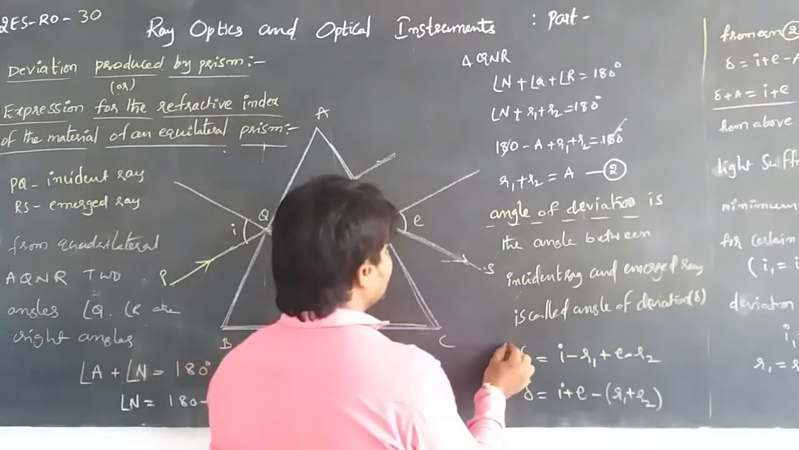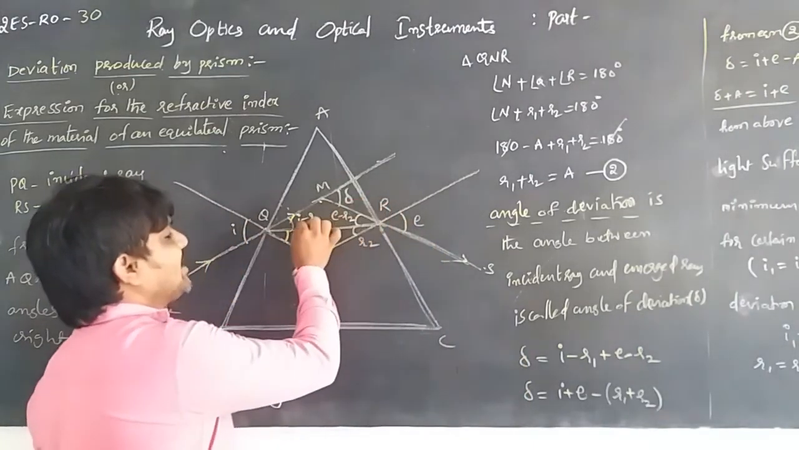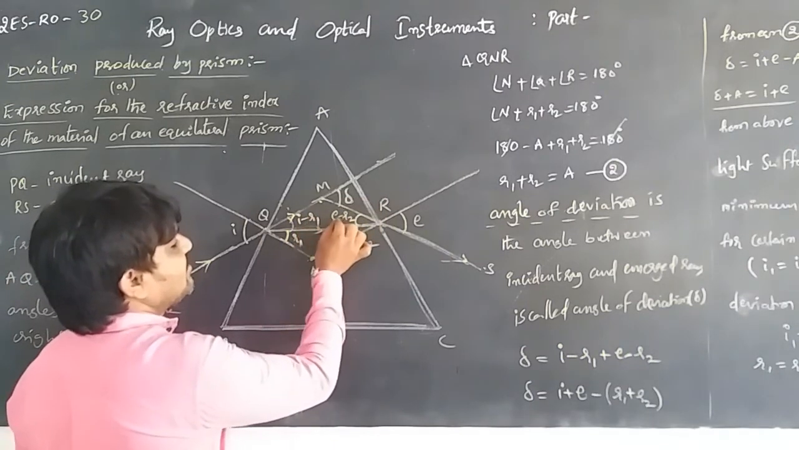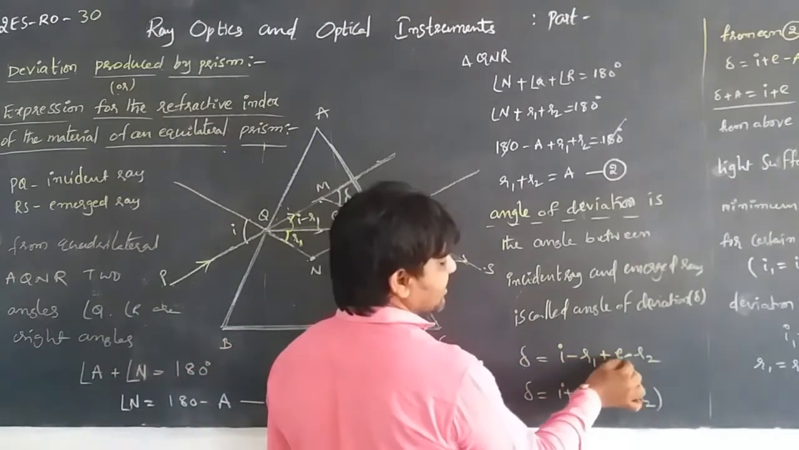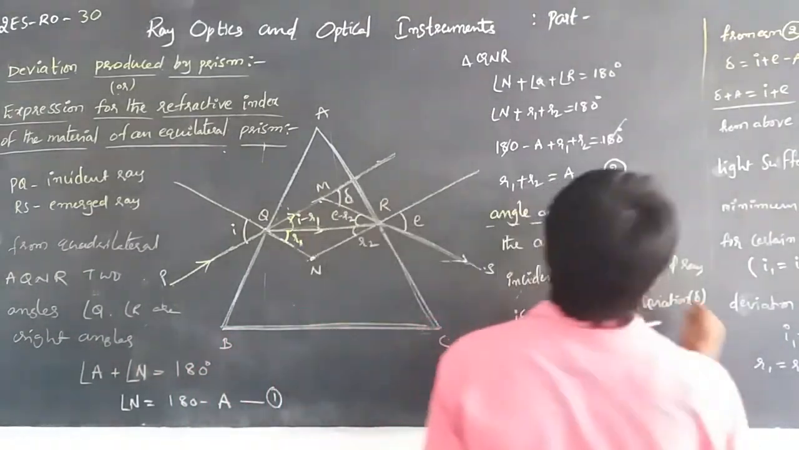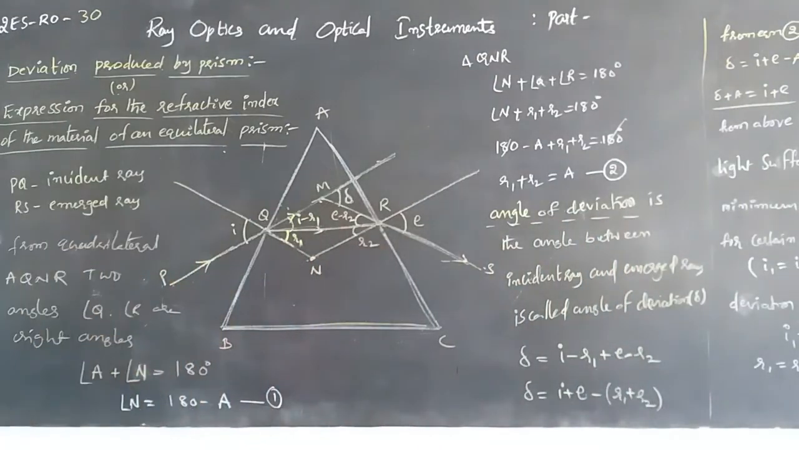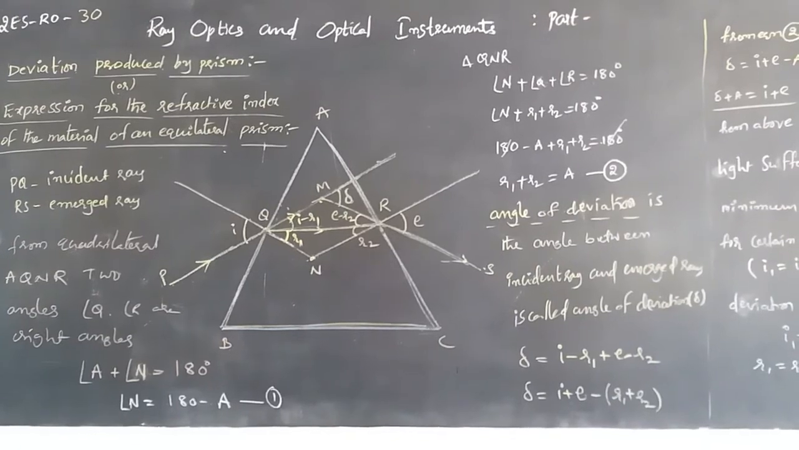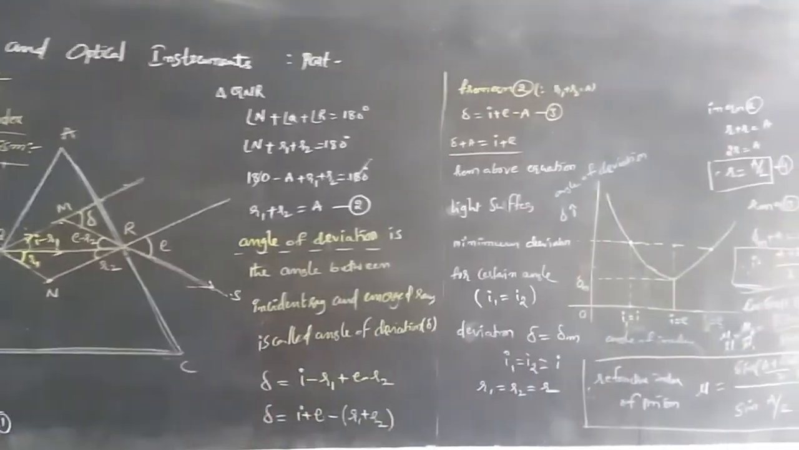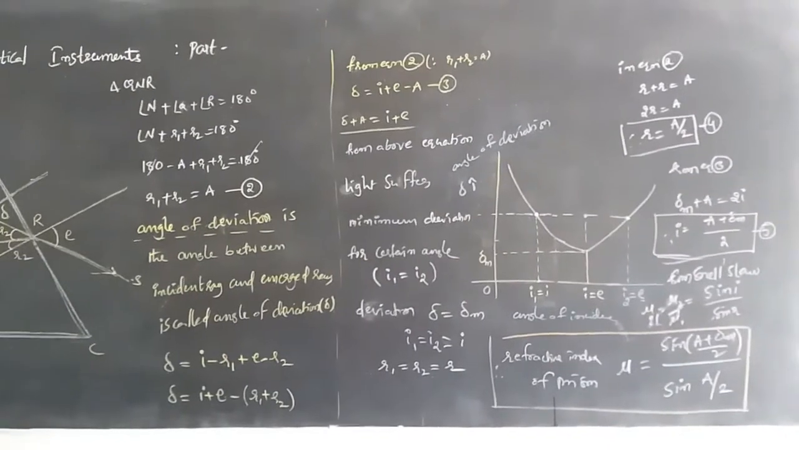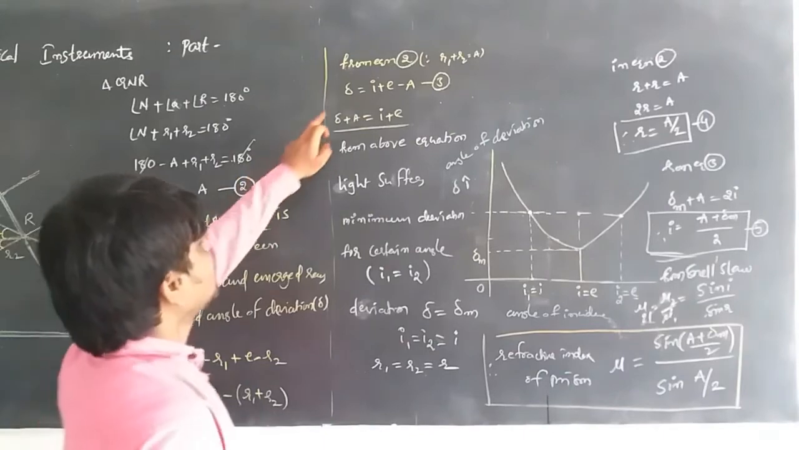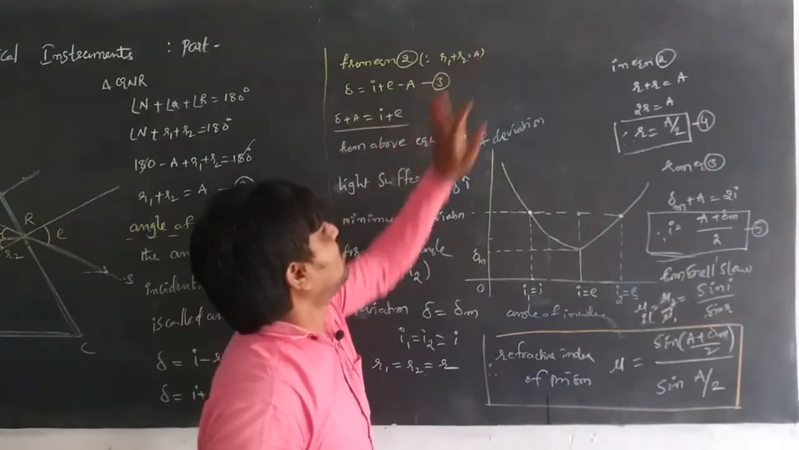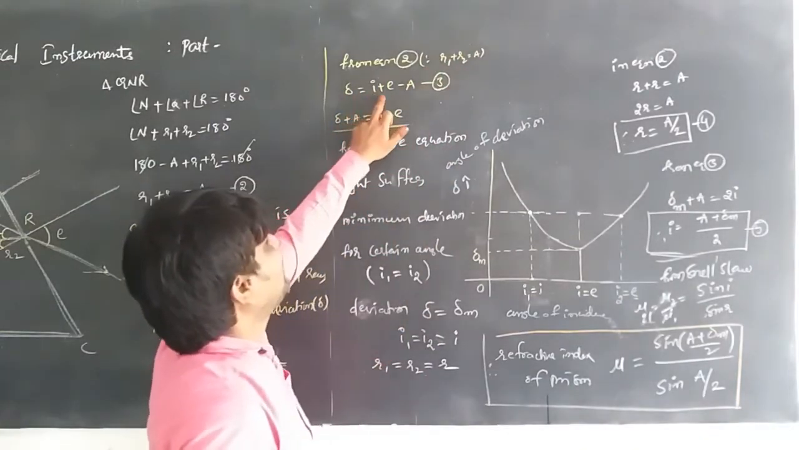So the angle of deviation delta is equal to the sum of two angles, I minus R1 plus E minus R2. So delta is equal to I minus R1 plus E minus R2. By the calculation, we get delta is equal to I plus E minus (R1 plus R2). From equation number 2, R1 plus R2 is equal to A.